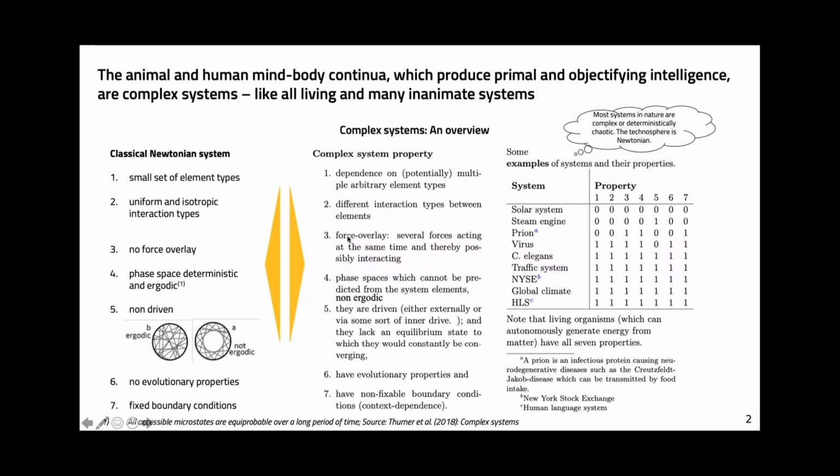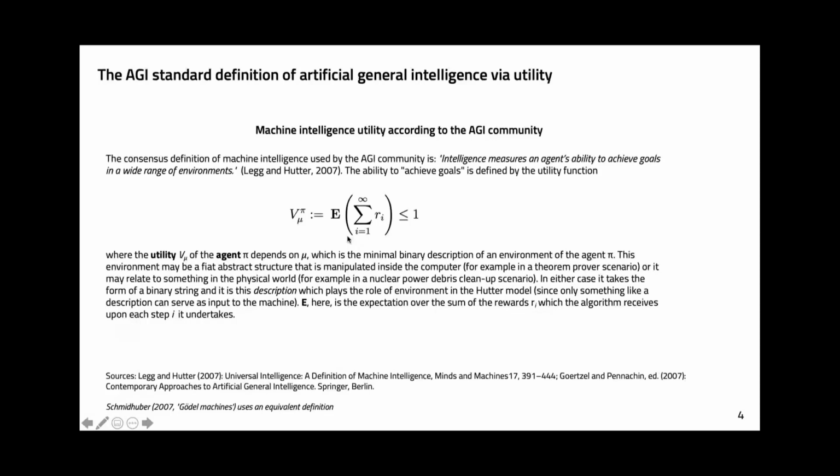So now we look at intelligence, and you will see in the course of the second part why we needed to talk about complex systems. What you see here is a standard definition of intelligence from the artificial general intelligence community. They have a verbal definition which goes: intelligence measures an agent's ability to achieve goals in a wide range of environments. That's the standard definition that everybody accepts.